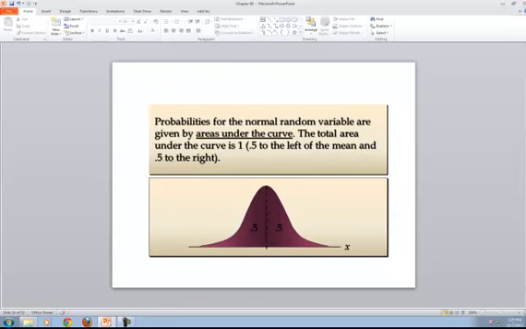The probabilities are given by areas under the curve. This is true of all continuous random variables. And because the normal distribution is symmetric, the area under the curve will be 0.5 to the left of the mean and 0.5 to the right. But as you will note, they should add up, and they do add up to 1.